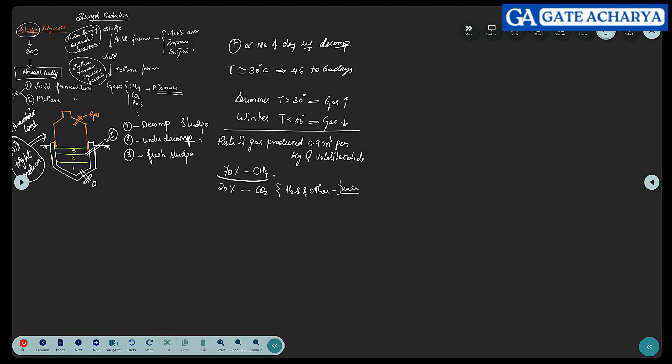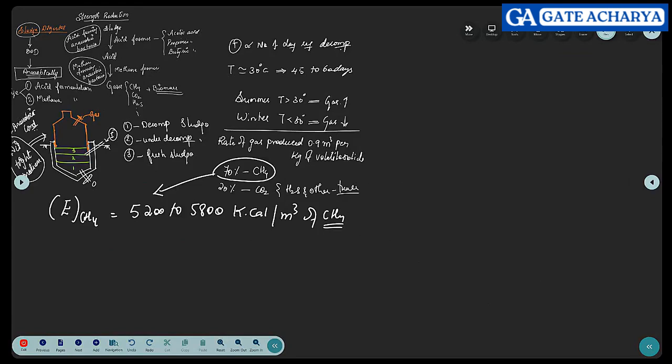So from this methane, the energy from methane is 5,200 to 5,800 kilocalories per meter cube of methane. So 1 meter cube of methane produces an energy of around 5,200 to 5,800 kilocalories. Okay.